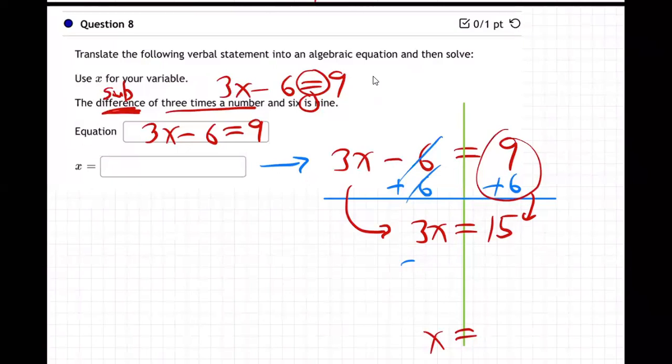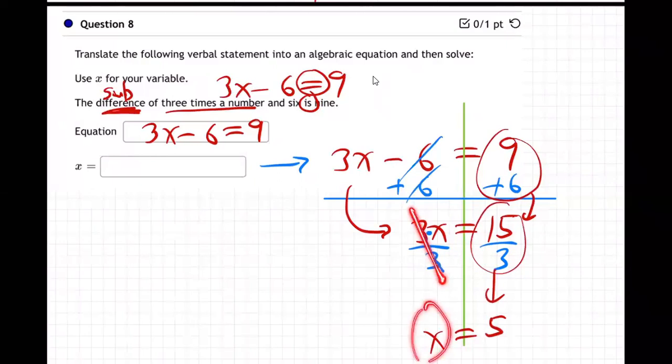Yeah, we're going to divide, aren't we? We're going to divide, because that 3 is multiplied by the x, isn't it? Whenever you have a number right next to x, that means it's multiplied. And the opposite of multiply is divide. So we divide, and then 15 divided by 3, that's 5. And x is alone, right? Because on the left side, those 3's cancel each other out, and x is alone. X is 5.